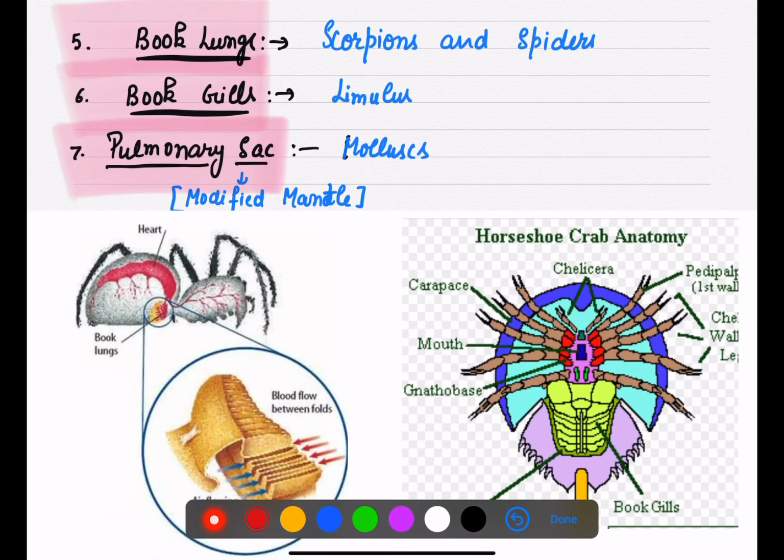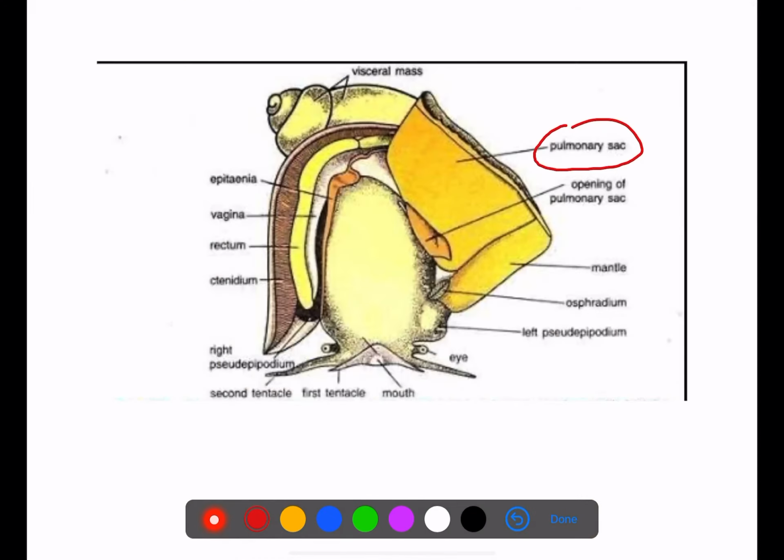So this is all about the organs of respiration in the different organisms. This is all about today's lecture, and from tomorrow we are going to start with our human respiratory system.